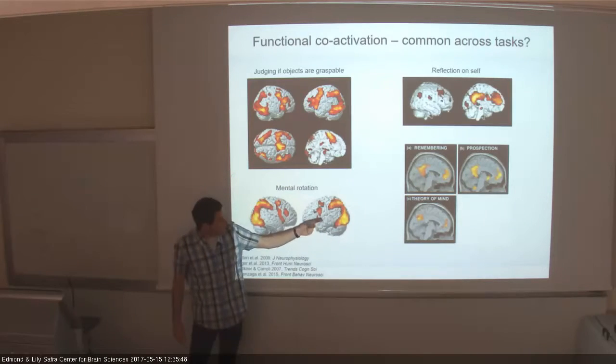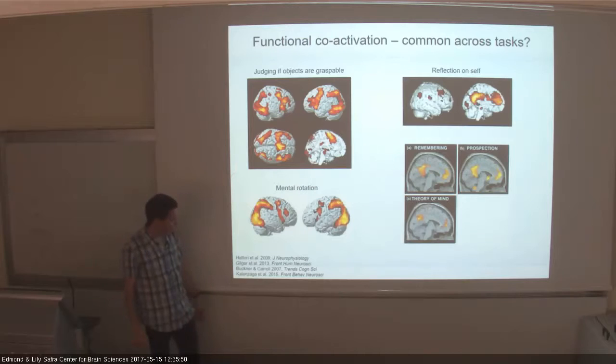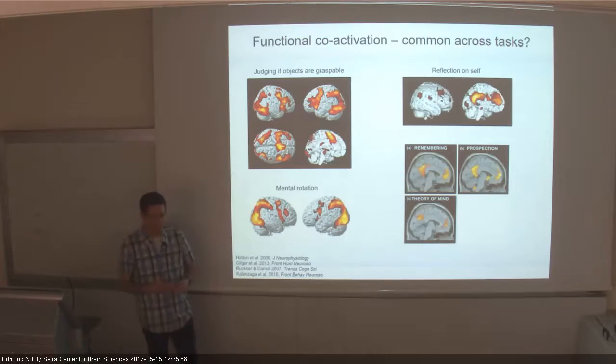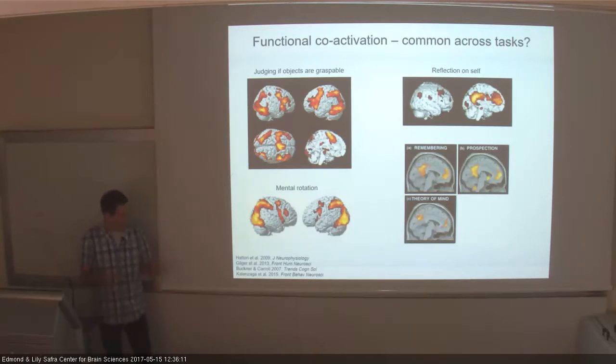Look here on the right. This is from a review by Buckner and Carroll. Remembering, imagining the future, prospection, and theory of mind, entering the minds of other people, like trying to think what other people would do. They all activate the same region, and reflection on self above, the same system. So a lot of different tasks activate sort of the same brain systems, and this leads us to think, okay, maybe the brain is organized in this way. Maybe there are large-scale systems which have different subcomponents, but maybe we can understand them more.